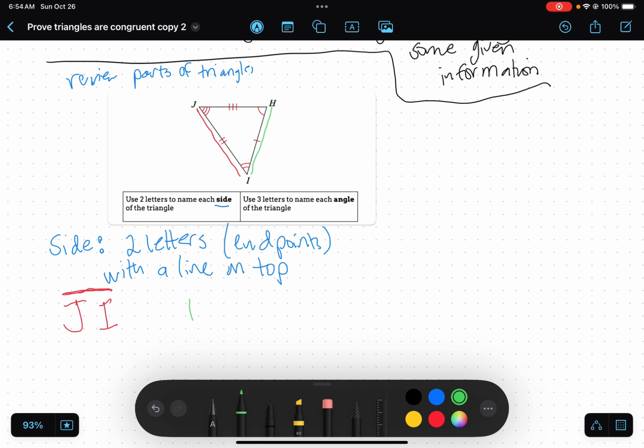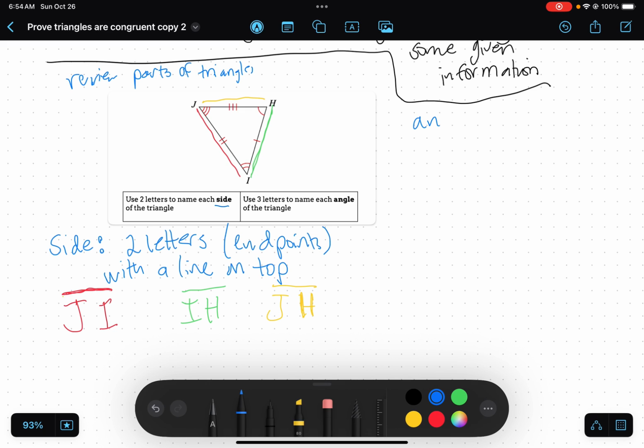This side here is IH. And it doesn't matter, you could also say HI. That's still going to obviously be the same line segment. And then the last one, JH. So these are the sides of my triangle: JI, IH, JH. And to show that I'm naming a side, I put this little line on top.